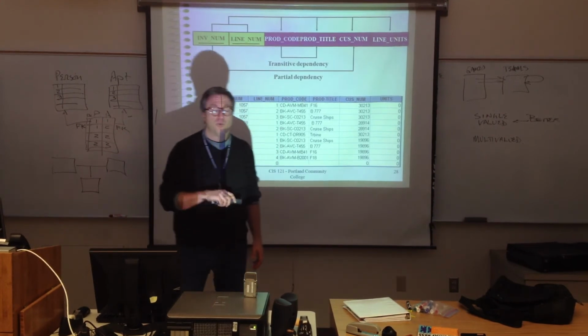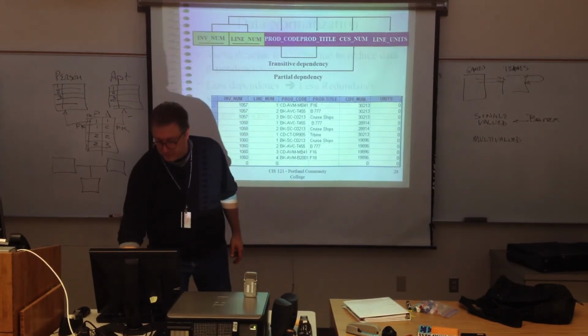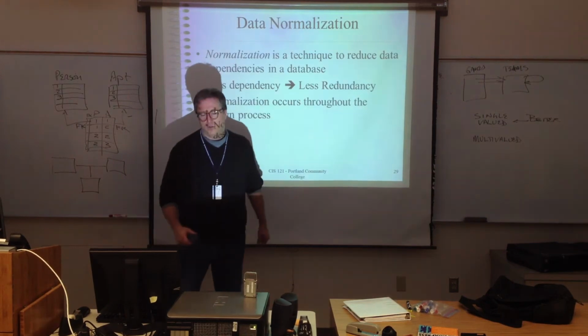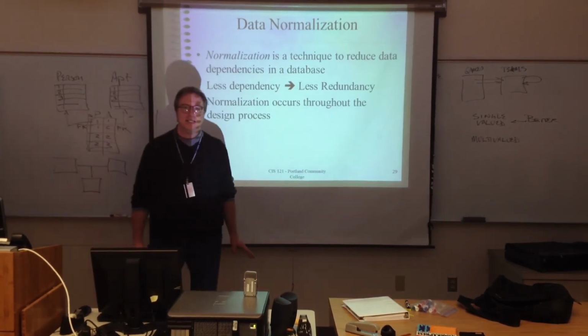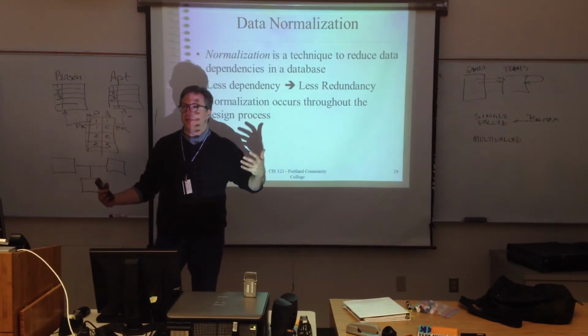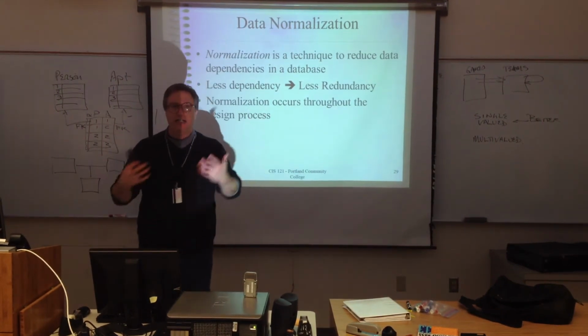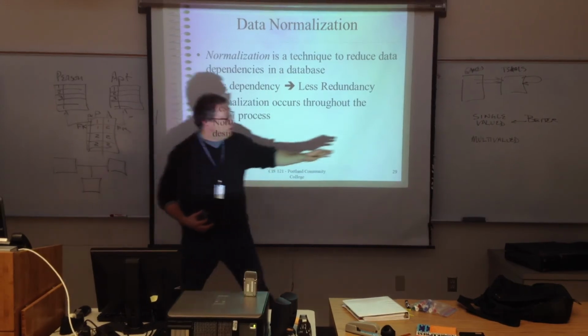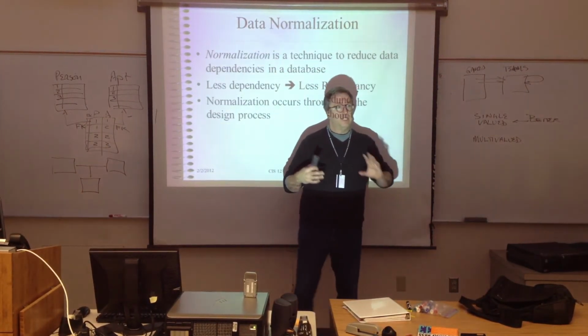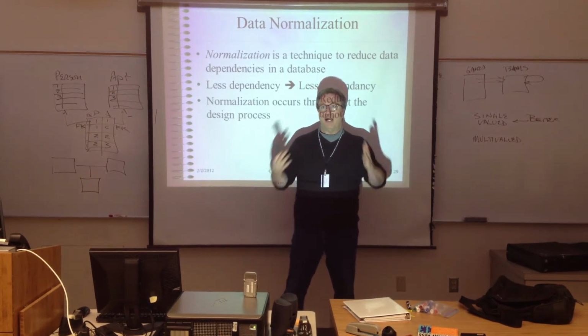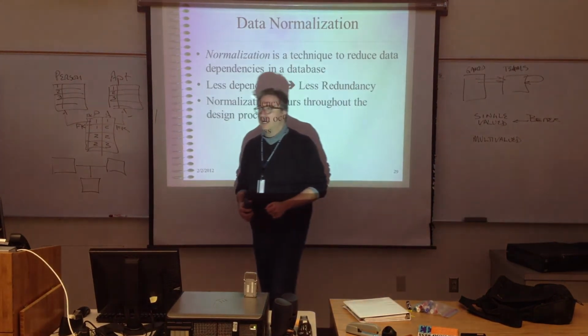The question is, now that we've recognized them, what do we do about it? We use normalization. We take these dependencies and we try to extract them out of the database. We take the redundancies, we try to extract them out of the database. We take all of those multi-value attributes, we try to make them single value. We take all of those composite attributes, we try to make them atomic.